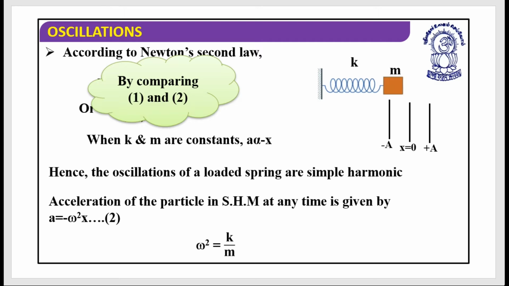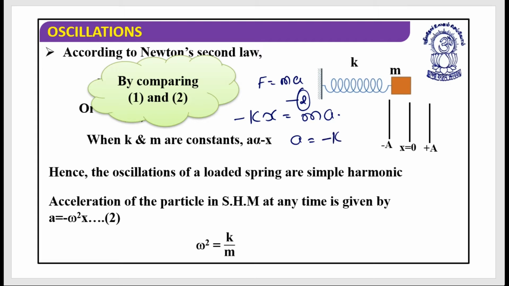Then we have the second relation, F equals m a, and we have F equals minus k x. From these two, I can write minus k x equals m a, or a equals minus k by m into x. According to this, it can also be written that a is proportional to minus x.